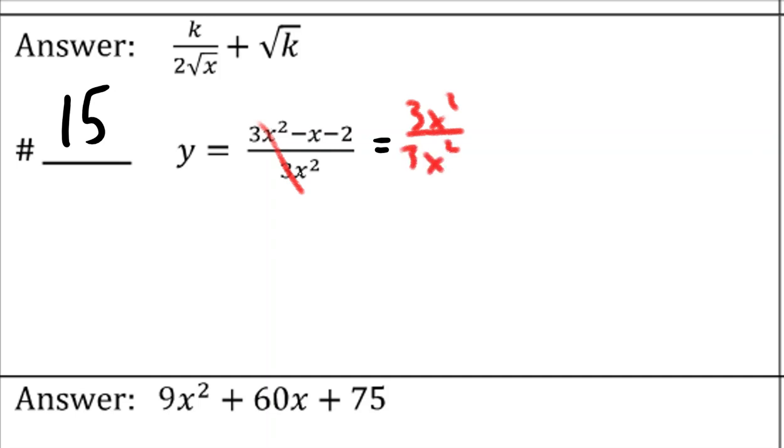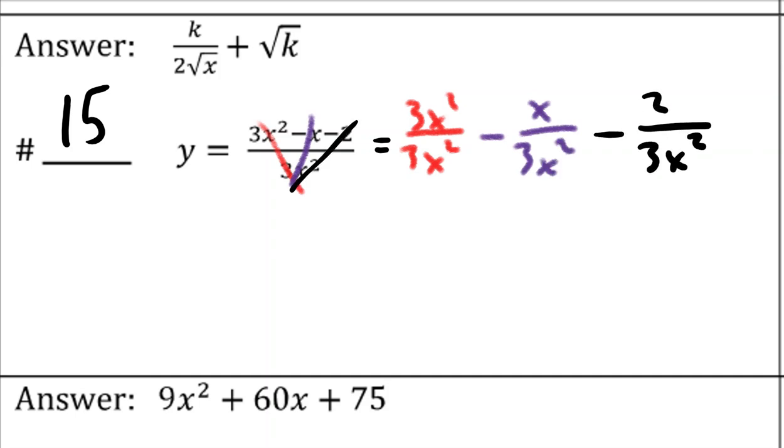So you can put this over 3x squared, as long as you're willing to put this over 3x squared, as long as you're willing to put this over 3x squared. You can split apart numerators like that, not denominators. Fractions don't work that way, but numerators you can.